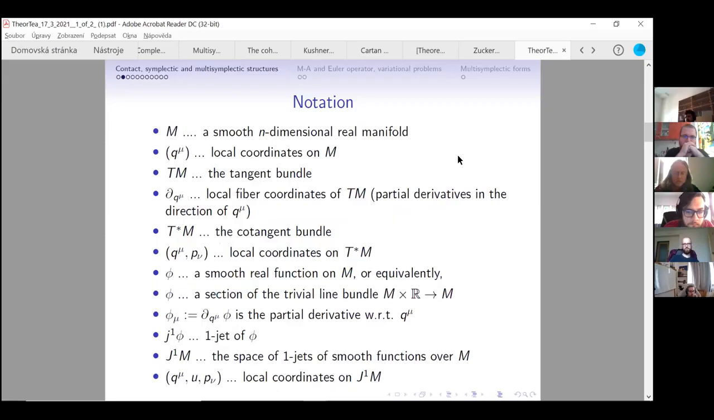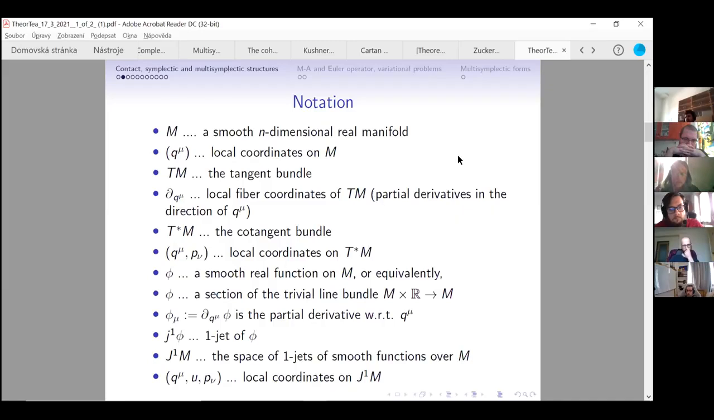M smooth manifold, q^μ local coordinates on M, TM the tangent bundle, with the corresponding local fiber coordinates given by local coordinates on M, T*M the cotangent bundle, (q, p) local coordinates on T*M, φ a smooth real function on M.